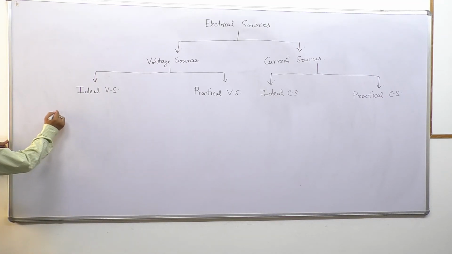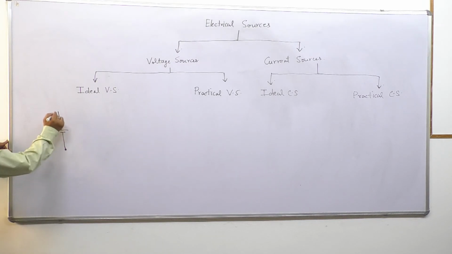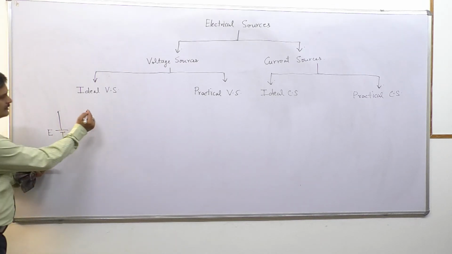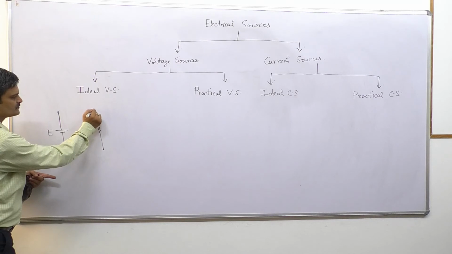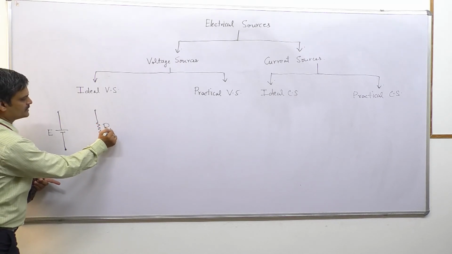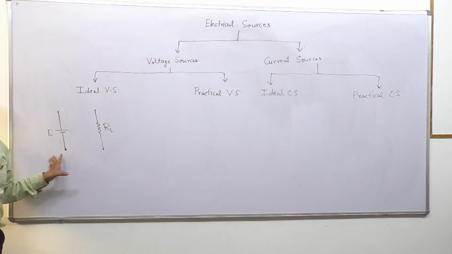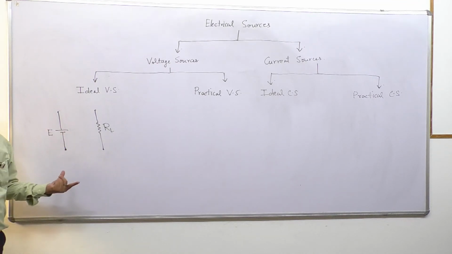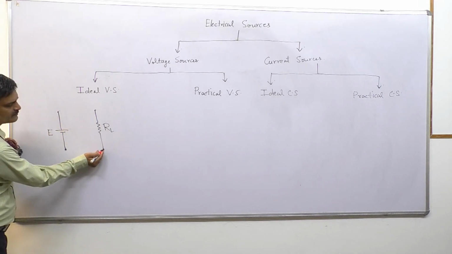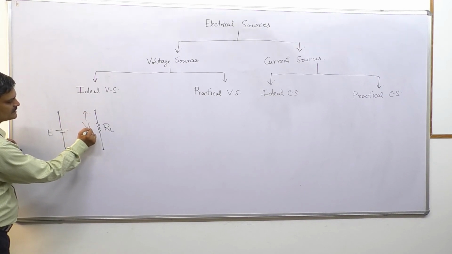So, let us say this is a voltage source having a value of E. What makes this voltage source an ideal one? Let us say this is a load resistance RL. So, if this source is an ideal one, then these are the load terminals. The voltage across load is defined as VL.